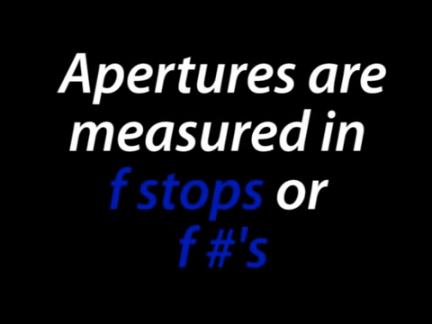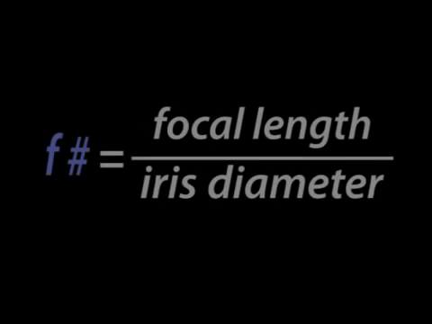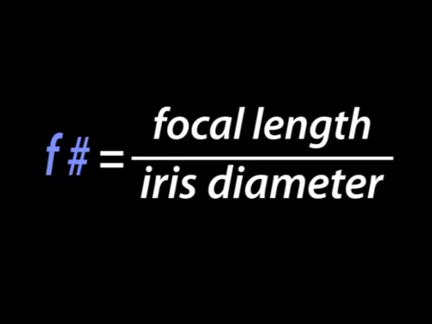The fourth and final rule has to do with how apertures are measured. Apertures are measured in something called f-stops. Now, this term is actually a ratio of the focal length of the lens divided by the diameter of the opening of the shutter blades.